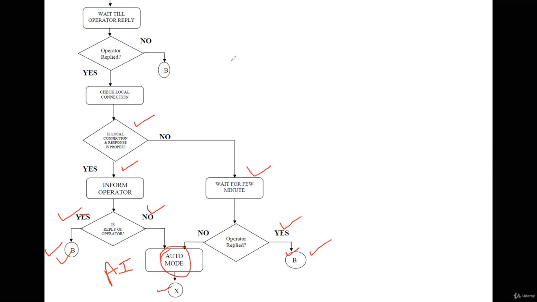But now what is the meaning of B? We will try to see. See here, there's a B over there, here also. Okay, we'll go to the next flowchart and try to understand what this B is all about.